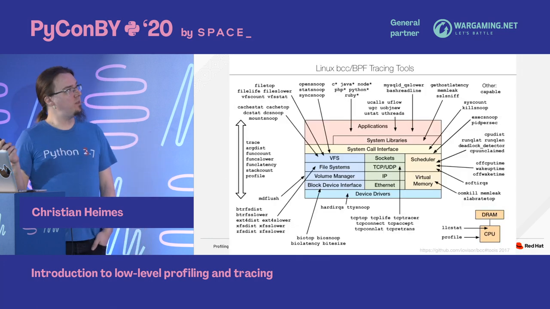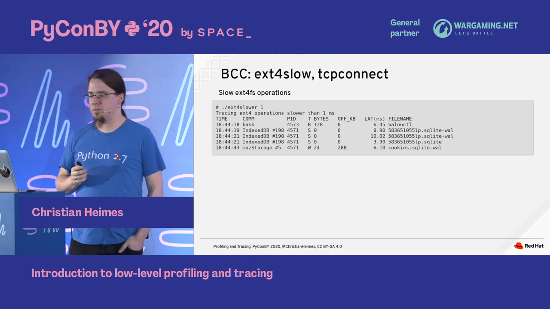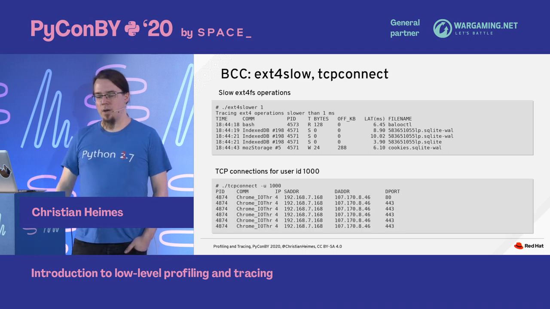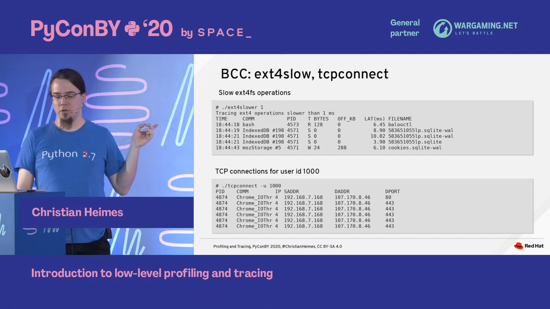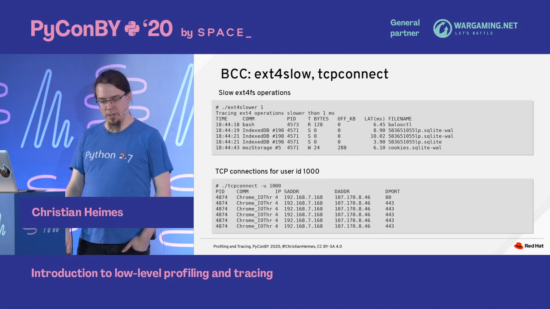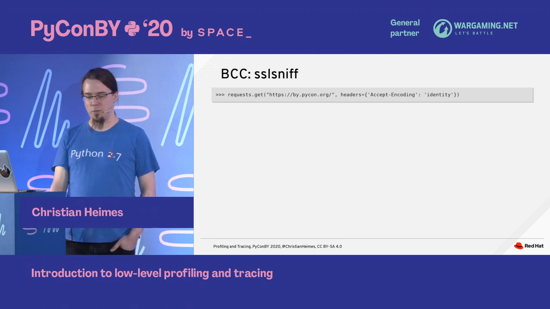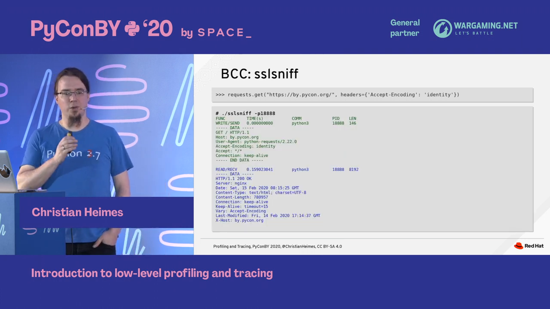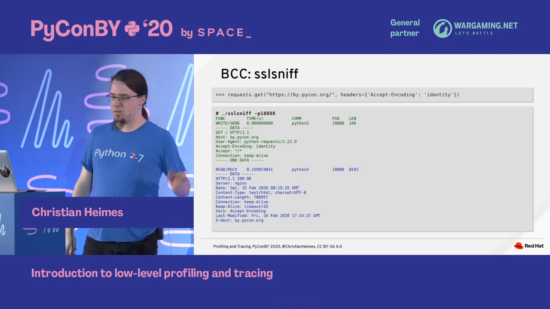So BCC tooling has several things you can do. For example, check which kind of process consumes lots of file system activity. Or TCP connections, including the user that does the TCP connection. You can usually easily do a check for activity, but it's very hard to just say, give me only activity for user 1000, which was my user running a Chrome process, so a Chrome browser. Or you can inject and intercept SSL traffic. So this call will just give me the plain output. That hooks in before traffic gets encrypted or after traffic gets decrypted by OpenSSL and just dumps it out for me.